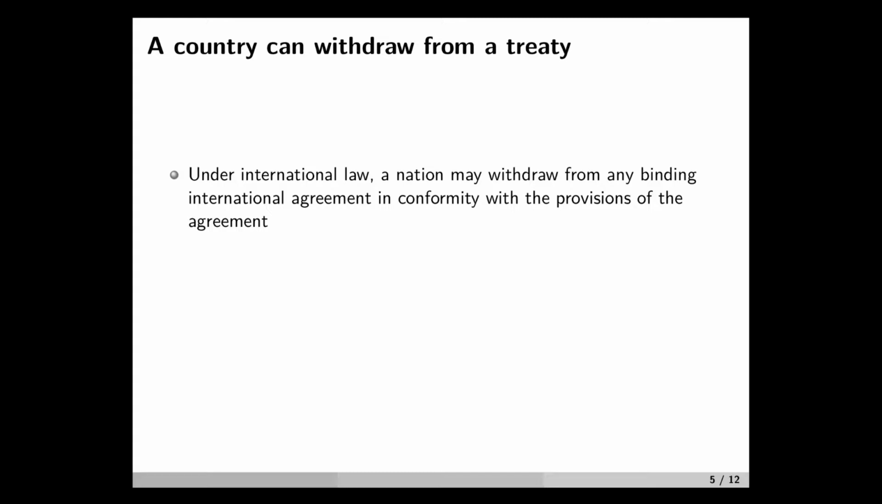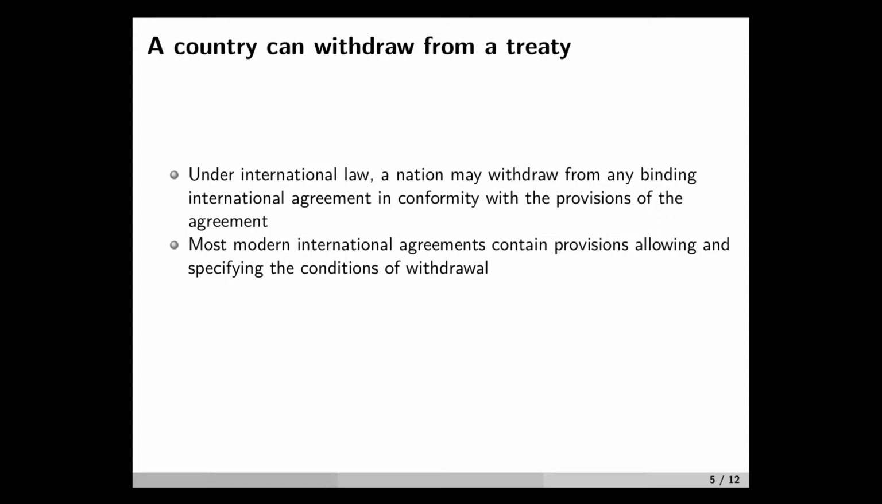Now, under international law, a nation can withdraw from a binding international agreement so long as it does so in conformity with the provisions of the agreement, meaning most modern international agreements will contain provisions that both allow withdrawal and specify the conditions of withdrawal. So pretty much every modern treaty has a means of exiting the treaty and therefore removing the obligations contained in the treaty.